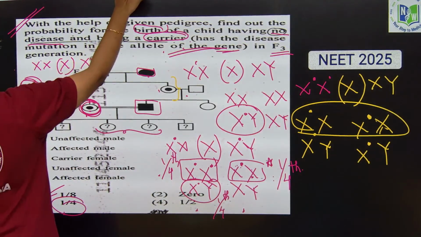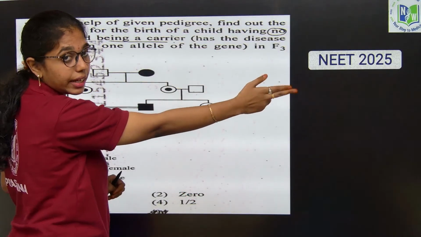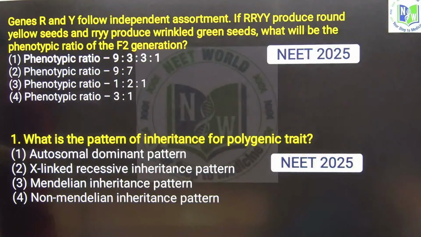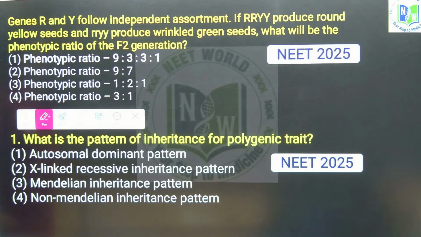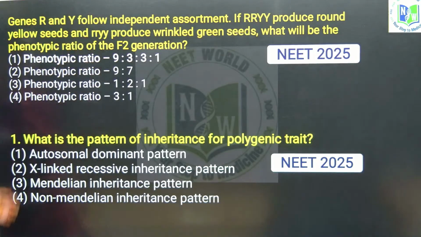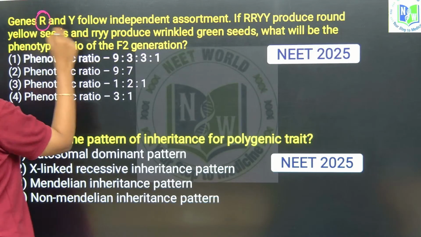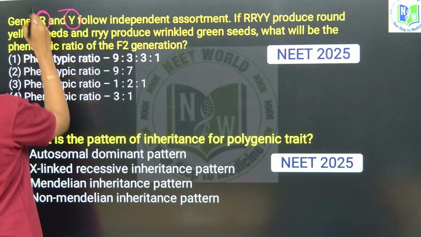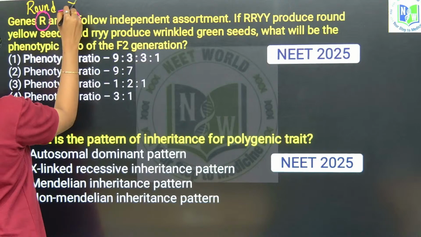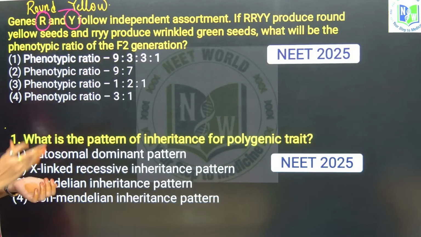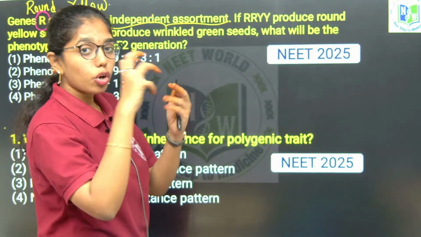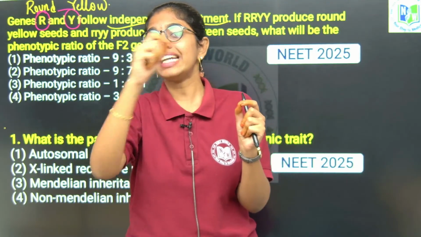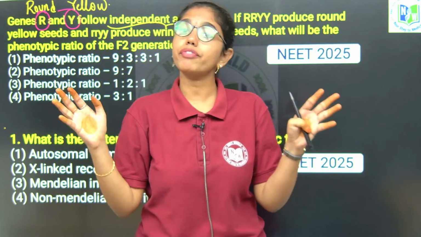Okay. Next question. This question appeared in your recent NEET examination, NEET 2025. Again, the second question is very simple. Ayan, continue with the class beta. Very simple question from your dihybrid cross. Genes for R and Y, that is round and yellow pea seeds, follow independent assortment. They follow what? Independent assortment. That is, chromosomal segregation of one allele is independent of that of the other at the time of gamete formation.